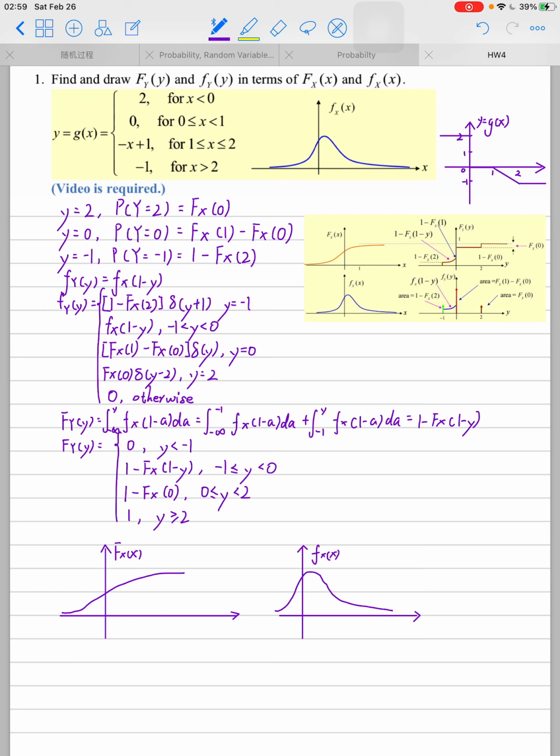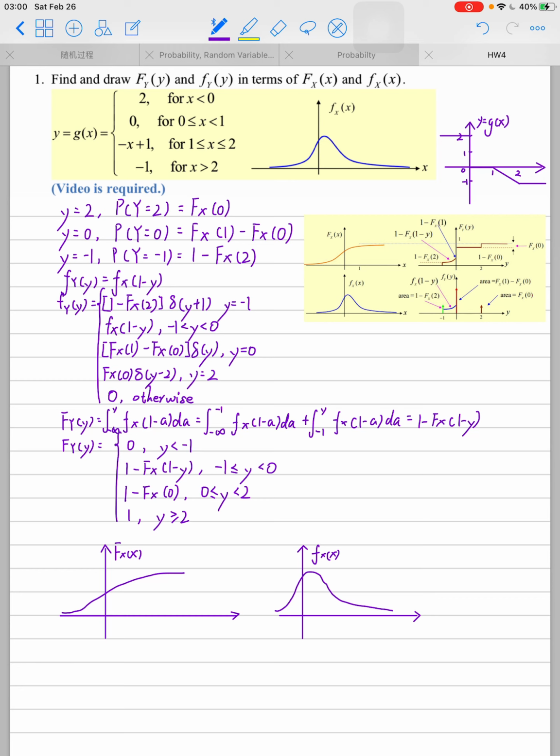So from the conditions of problem 1, we can get y equals g(x) equals 2 for x smaller than 0, and g(x) equals 0 for x larger than 0 and smaller than 1. For x larger than 1 and smaller than 2, g(x) equals negative x plus 1. For x larger than 2, y equals g(x) equals negative 1.